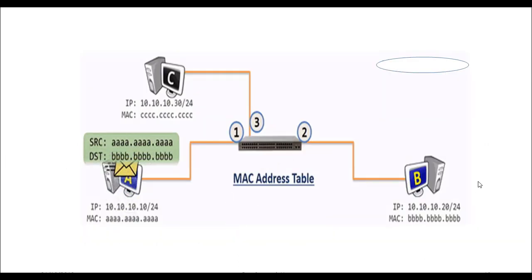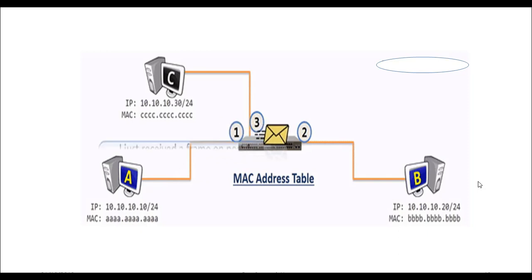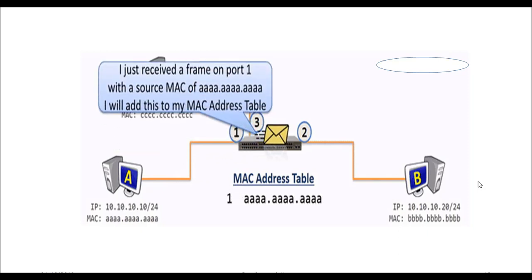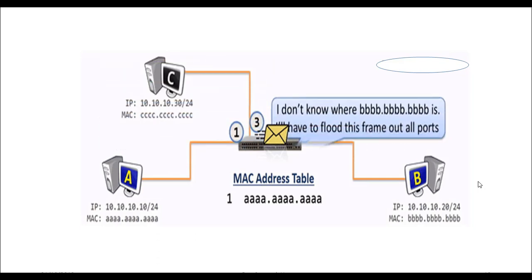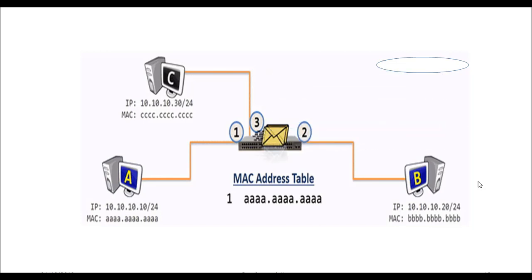The same is demonstrated here, wherein host A is sending a frame to host B through the switch. Initially, the MAC address table of the switch will be empty. Now the switch populates the MAC address of host A along with the VLAN and the port on which the frame was received. Now the switch will broadcast the frame to all the connected devices except the source port.